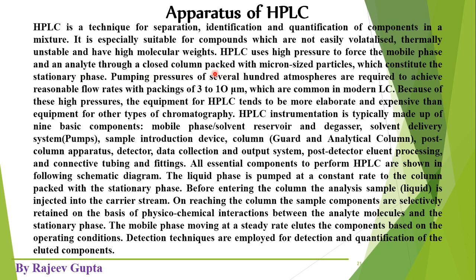So in this HPLC technique generally packed columns are highly used, and these packed columns contain very micron sized particles, almost 5 micron sized particles of silica gel generally. These micron sized particles which are filled in the packed column of HPLC contain the stationary phase. Over this stationary phase these sample components separate. Pumping pressures of several hundred atmospheres are required to achieve reasonable flow rates with packing of 3 to 10 micrometer.